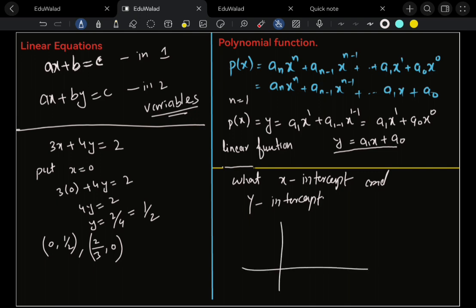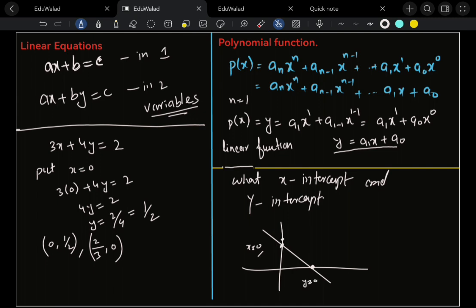Let's suppose we had this graph, and a line is passing through the x-axis and y-axis. The point where the line touches the x-axis is the x-intercept. The point where the line touches the y-axis is the y-intercept. When there is a y-intercept, the value of x is equal to 0. When there is an x-intercept, then y is equal to 0.